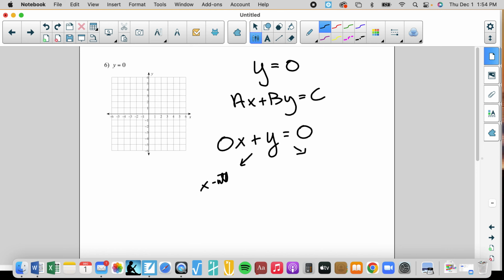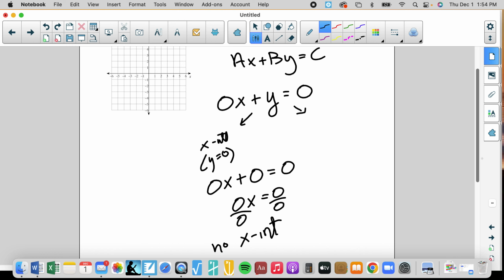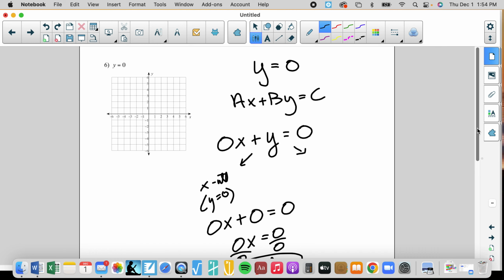And now we could break them up. X-intercept, we put 0 in for y. This is going to be so crazy. Sorry. We put 0 in for y. So 0x plus 0 is 0x. Then we divide by 0, and we can't divide by 0. So there is going to be no x-intercept, which is kind of the case.